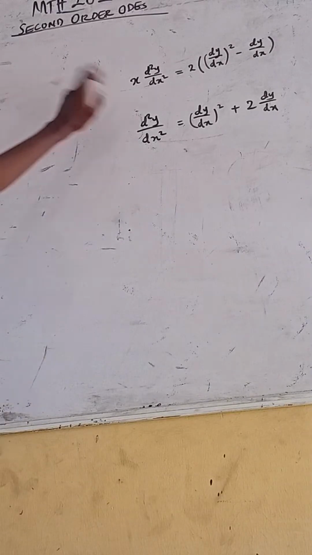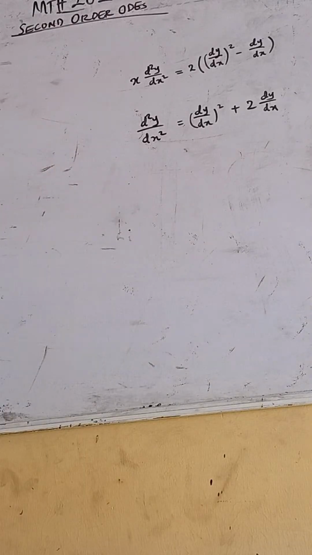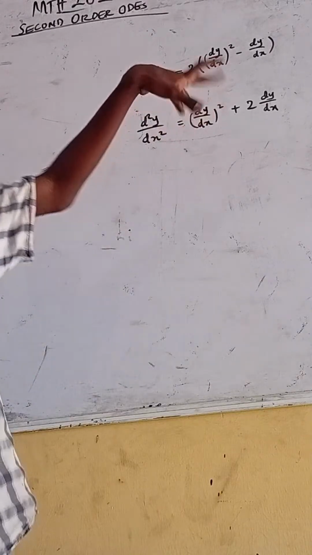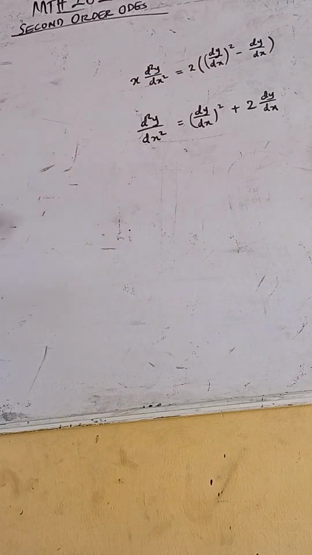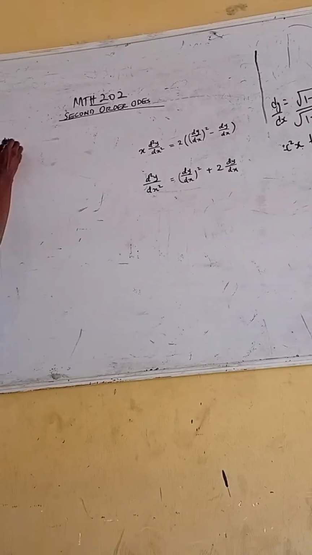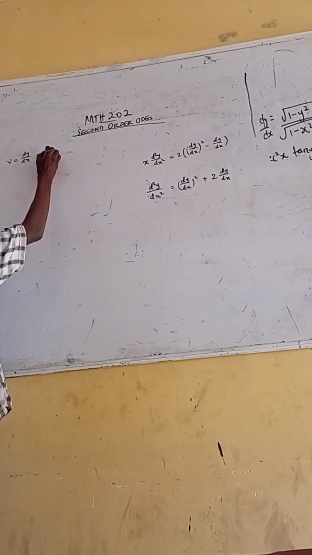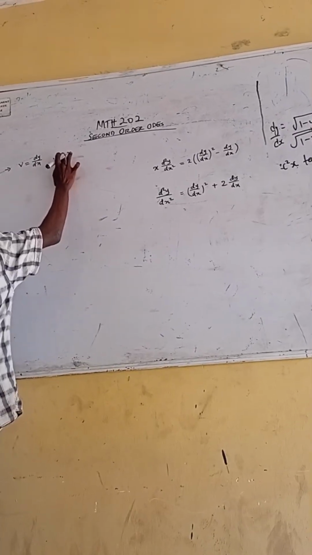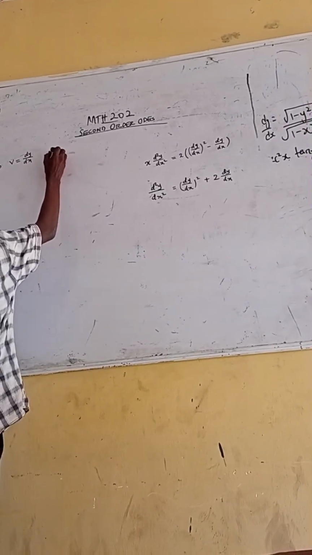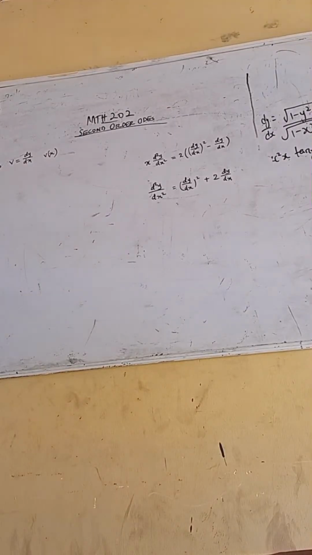So looking at it now, X is here, Y is not here. So Y is missing. This one, both of them are missing. So this one, just take it as X is missing. This one, Y is missing, X is missing. So for that, Y is missing. So our V equals dy/dx. But since Y is the one missing, we are going to use V as a function of X.